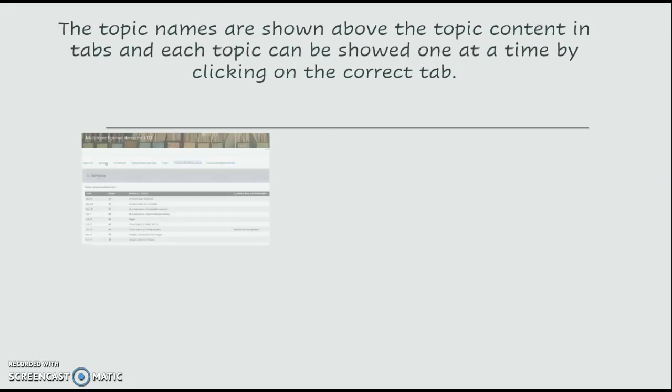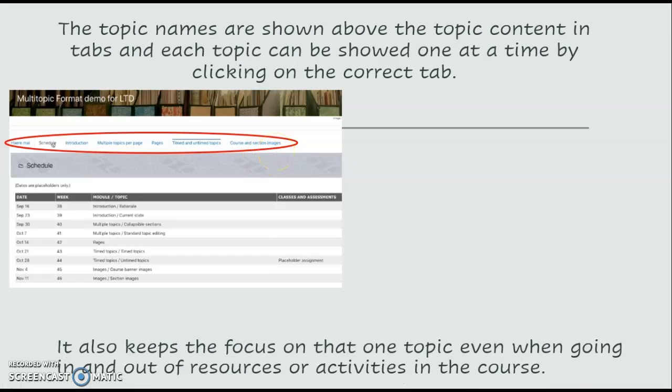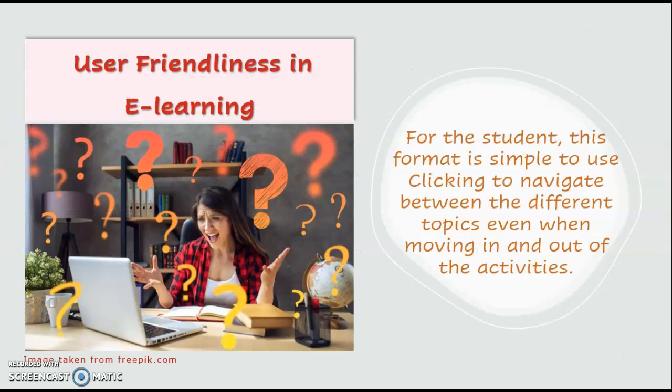As you can see in the picture, the topics are separated by tabs, and each of them can be shown one at a time by clicking on the tab. You can move from one source to another without leaving the main topic. One of the advantages of this format is the user friendliness. Testing activities as a student before displaying them is a good strategy to realize potential difficulties and avoid stressful situations, both for your students and for yourself.